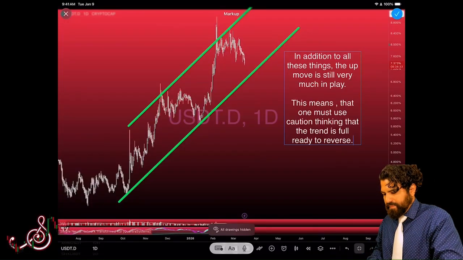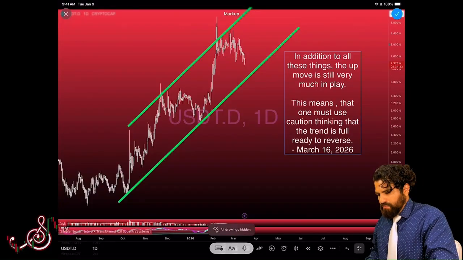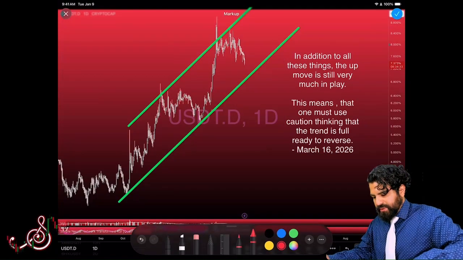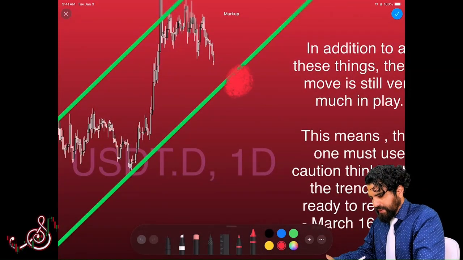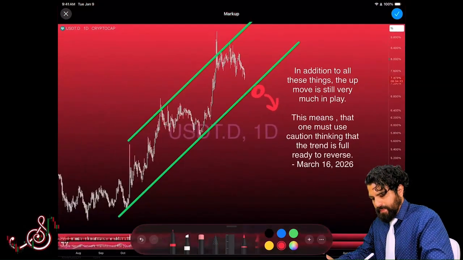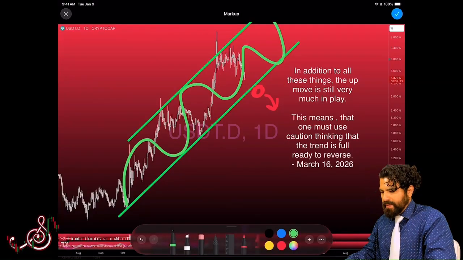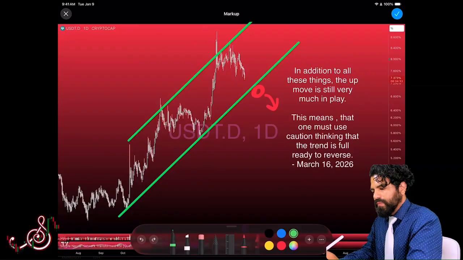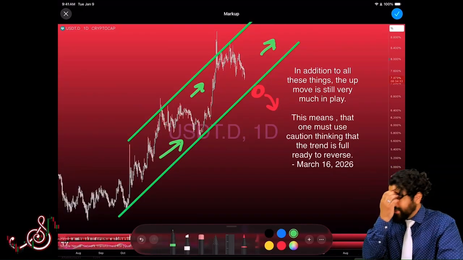What is the date? March 16th. And I'll put some little areas here. This is where we start thinking about those kinds of things. Otherwise, we're still within this bullish oscillation. We're still in the uptrend. Does it make sense why I want to be cautious?